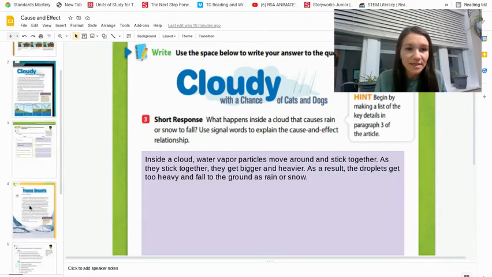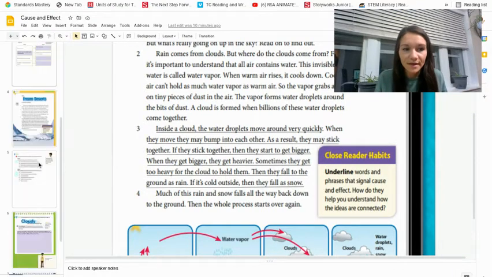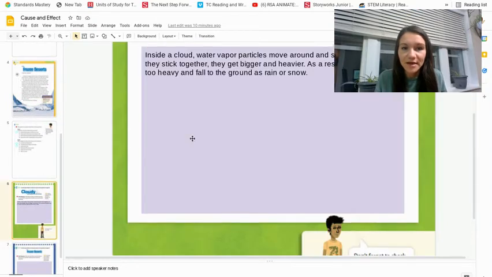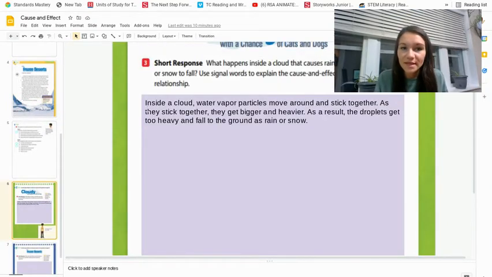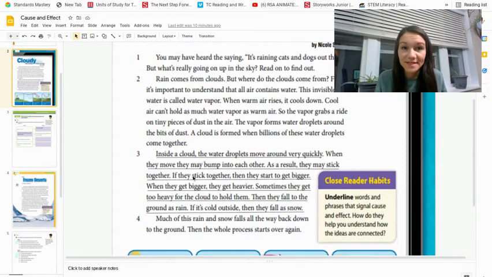So I went back into the text and I underlined where I found this information in paragraph 3. So if you reread that paragraph, then you come down and you can explain that cause and effect relationship. So we said, inside a cloud, water vapor particles move around and stick together. Okay, we found that information in the first couple of sentences in that paragraph. I'm just paraphrasing it and putting it in my own words. Okay, water droplets move around quickly, bump into each other, and may stick together.